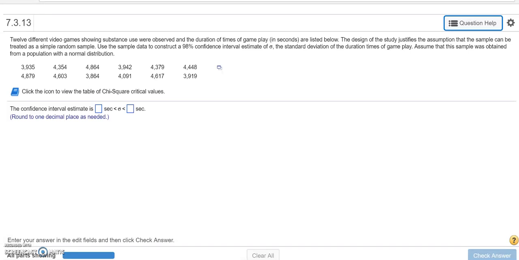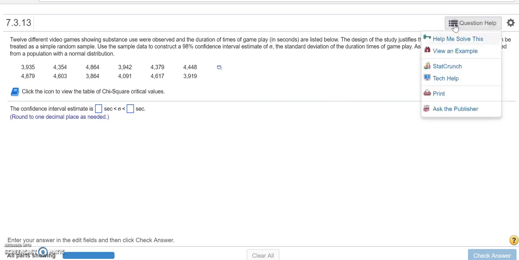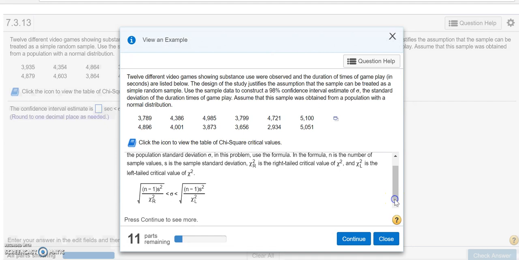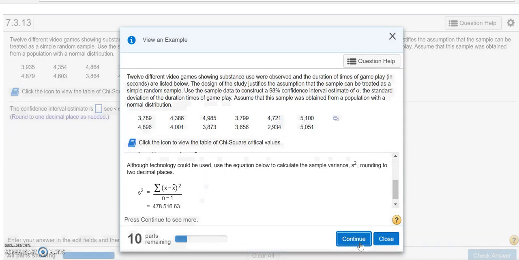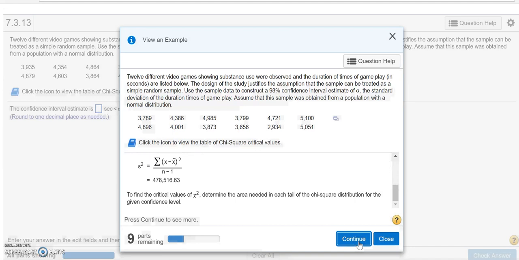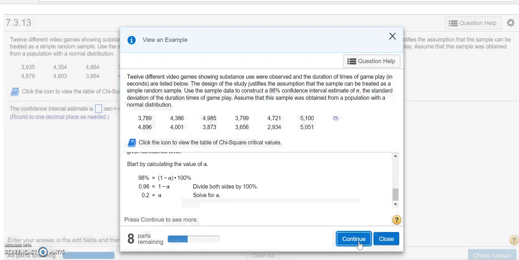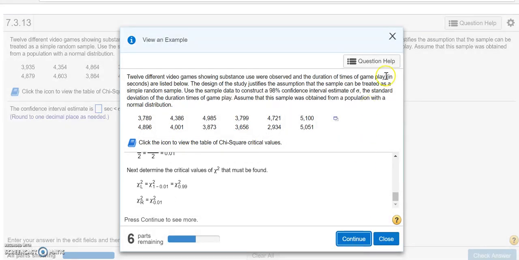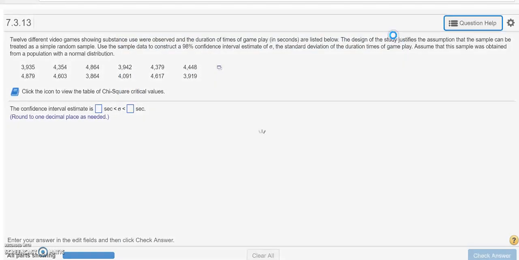So finding a confidence interval for a population variance or standard deviation is very, very easy when using StatCrunch. If you go to the question help tab in MyMathLab and you go to view an example, these directions are good, but they take you through all the steps you'd have to do to find this confidence interval totally by hand. That assumes you don't have any technology at all, because every class is different. Some classes are required to do everything by hand. We're not doing it that way. So while these directions are good, they are longer than what you need to do for this class.